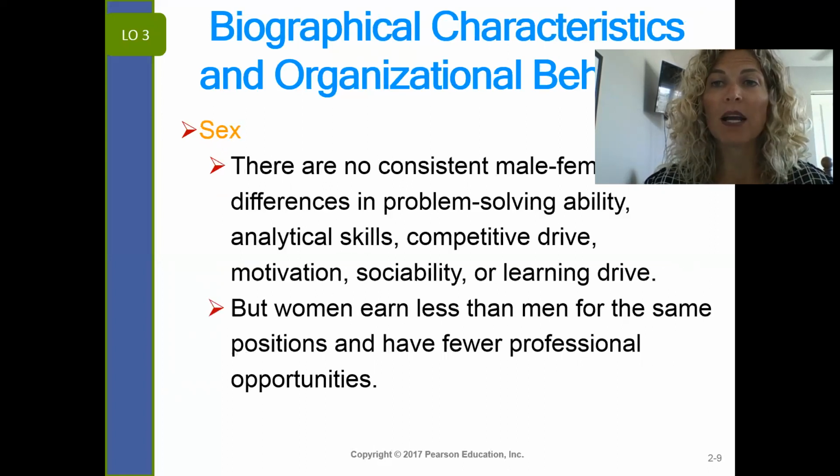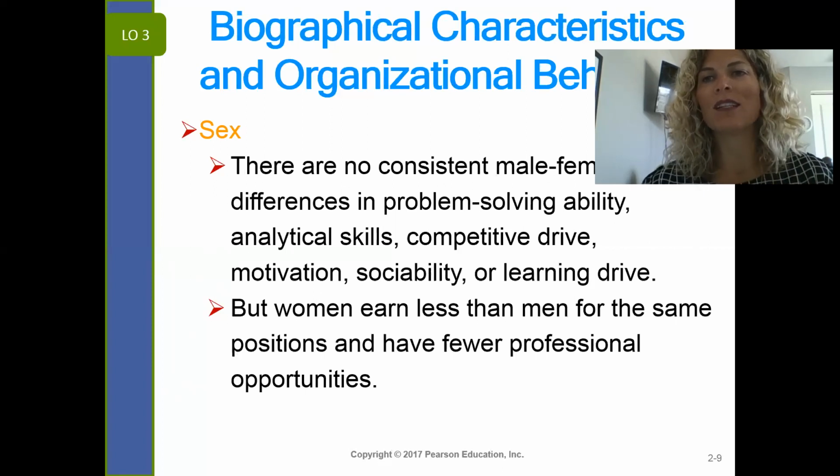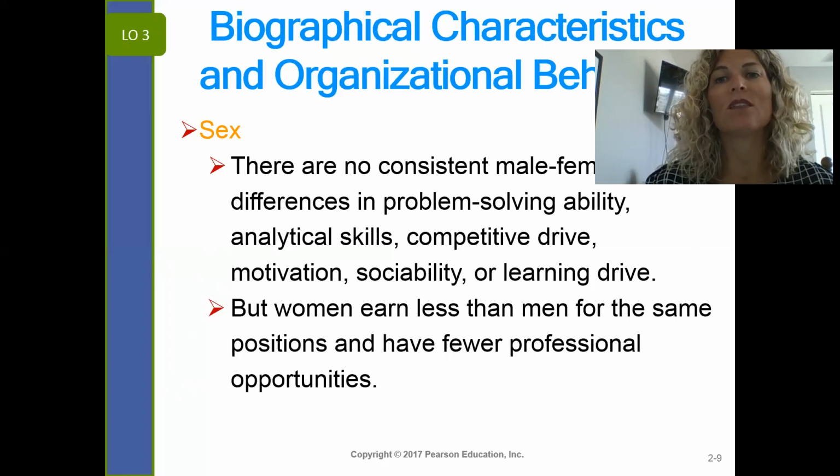Sex is another biological factor, the surface level diversity. And again, as you see on the screen, there's no consistent male-female differences in problem-solving ability, analytical skills, competitive drive, motivation, sociability, or learning drive. So there's no reason that we're discriminating based on this factor, right?